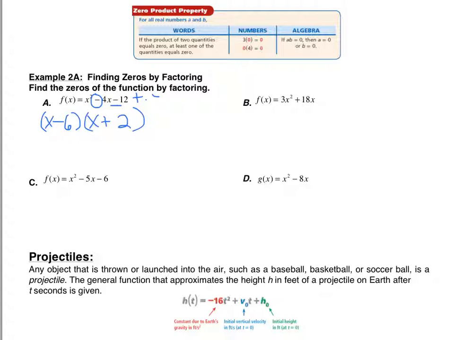And then if we were to find the zeros, we'd set that equal to 0. That means that x minus 6, we add 6 to both sides, we get x equals 6. And then x plus 2, we subtract 2 from both sides, we get x equals -2.